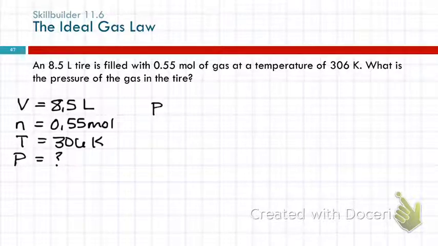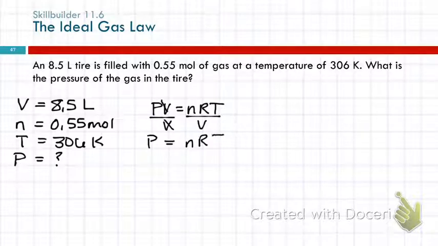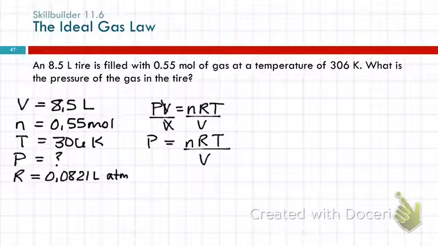So write down the ideal gas law, PV equals nRT. We want to find the pressure. So this time we're going to divide both sides by volume. Pressure is equal to nRT over V. Okay. What's R? Well, after you do a few problems, you might remember what R is, but otherwise go look it up and write it down here with its units. 0.0821 liters times atmospheres divided by moles times Kelvin.